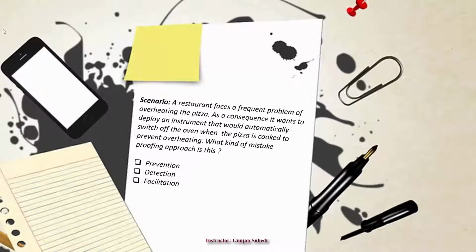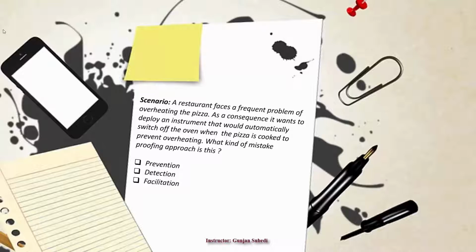So the basic principle behind this scenario is avoiding the mistake, which is also called mistake proofing or pokayoke in Japanese. So what kind of mistake proofing or pokayoke approach is this? Is it prevention, detection, or facilitation? I'll give you some time to think. You can pause the video now. Okay, let me share the correct answer to this question.